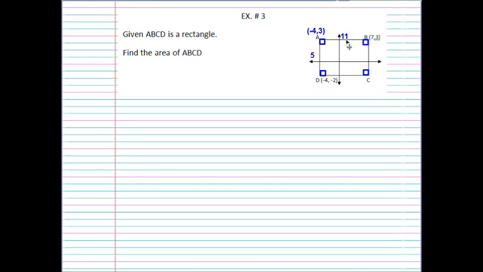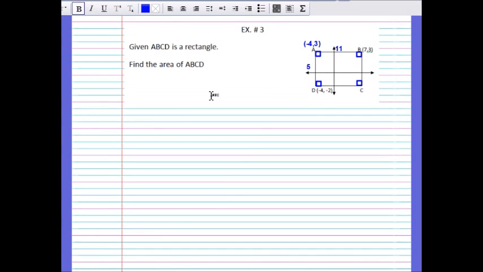Now, area of a rectangle formula. Let's go back in the brain and think about that. Area of a rectangle is base times height. We know we have a base and a height. Our base is going to be 11. Both the top or bottom can be considered our base. Our height is going to be 5 units. So when I multiply 11 times 5, that gives me 55 square units.